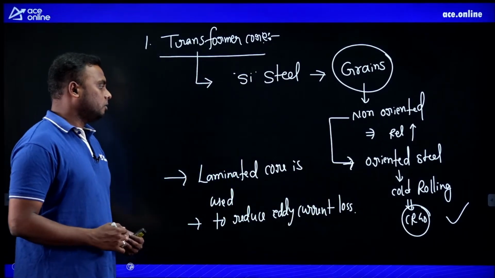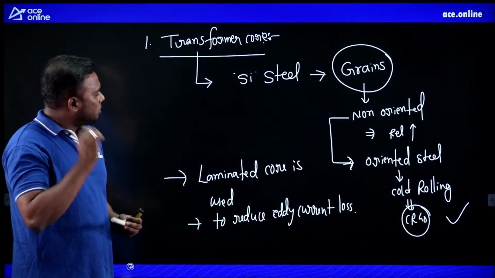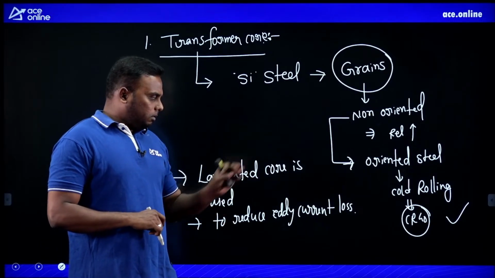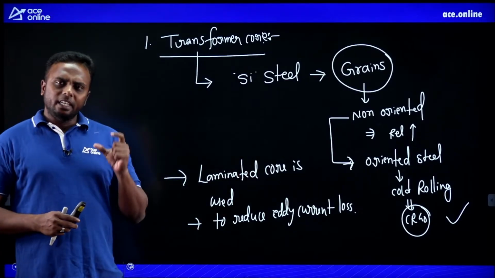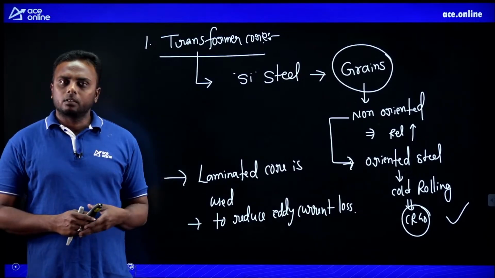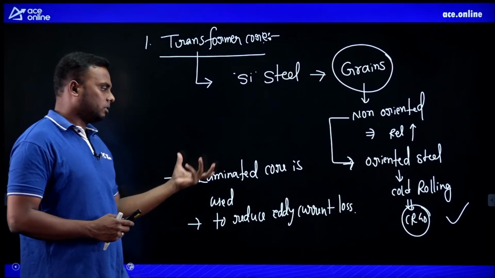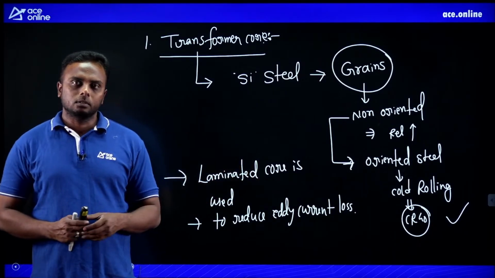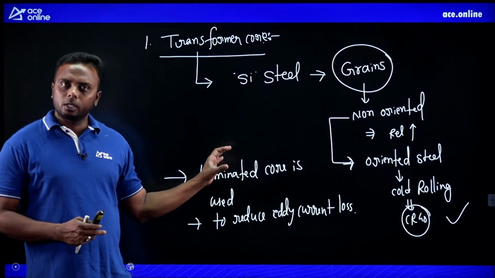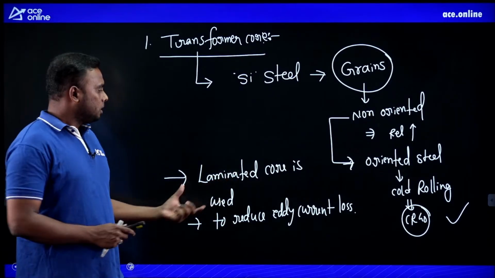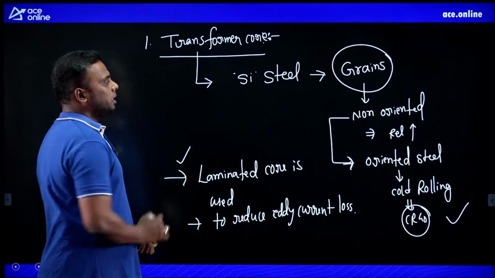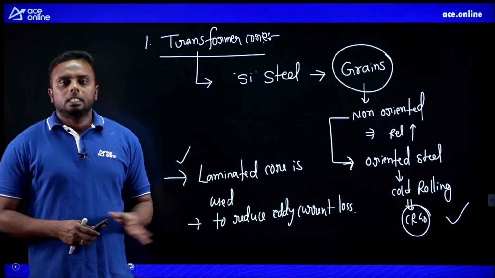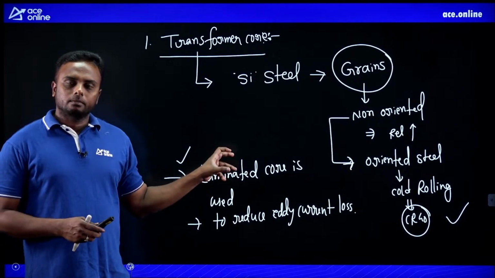Laminated core is used to reduce eddy current loss. Eddy currents are a separate topic, so I am not explaining how they are produced or how to reduce them. Directly, one of the methods to reduce them is by using a laminated core. So with this laminated core, we can reduce the eddy current loss. So this is a type of core, laminated.